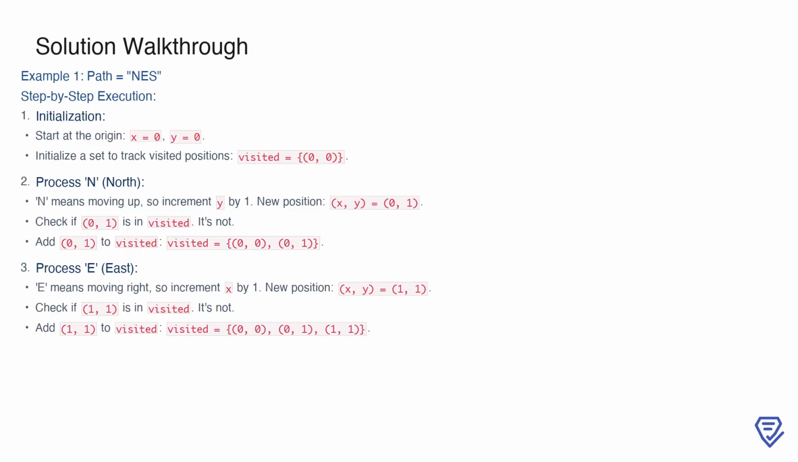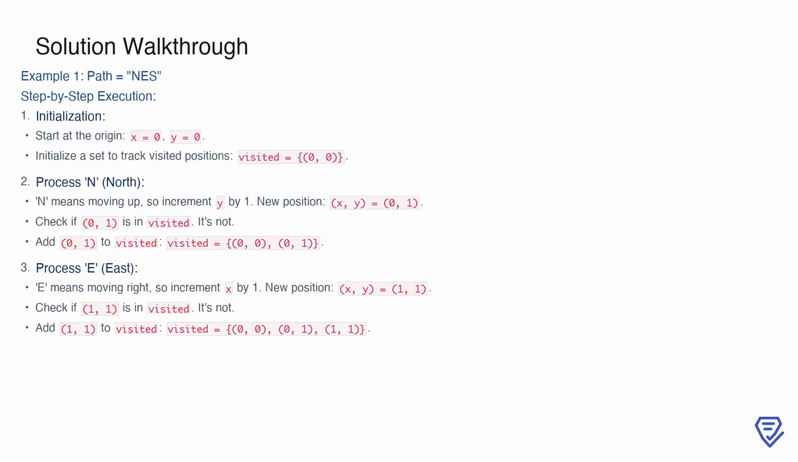To solve this problem, we start by initializing our starting position at the origin, which is 0,0. We also create a set called visited to keep track of all the positions we have visited so far, and initially, it contains just the origin. As we process the first step in the path, which is N for north, we move up by incrementing the y coordinate by 1, resulting in the new position 0,1. Since this position is not already in the visited set, we add it. Then, we move to the next step, E for east. Here, we increment the x coordinate by 1, moving right to the position 1,1. Again, this position is not in the set, so we add it.